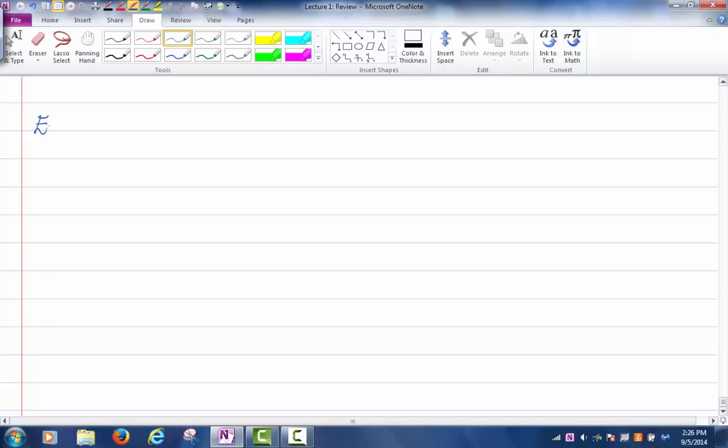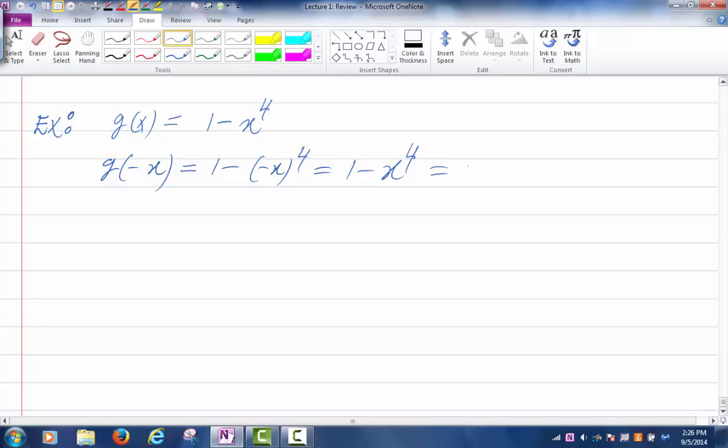Another example. Suppose I have the function g of x. It's given by 1 minus x to the 4. Okay, so what is g of minus x? It's 1 minus negative x to the 4, which is exactly the same as 1 minus x to the 4, which is g of x. So g is what? g is even.